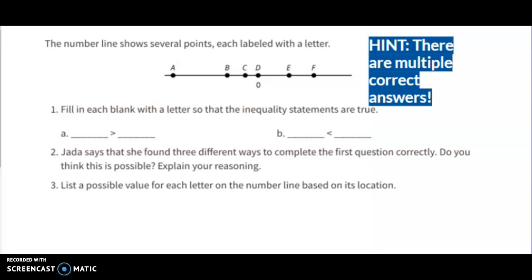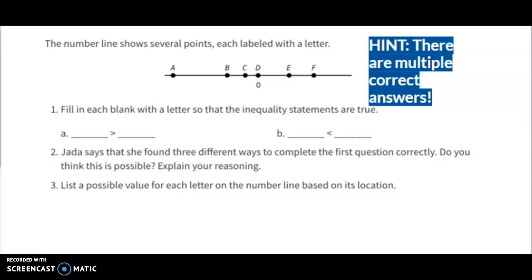Unknowns on a number line. So here is a number line. The number line shows several points, each labeled with a letter. And there are multiple correct answers. So fill in the blank. Pause this video right now and fill in your blanks with a letter so that each inequality statement is true. And you want to think greater than, less than.